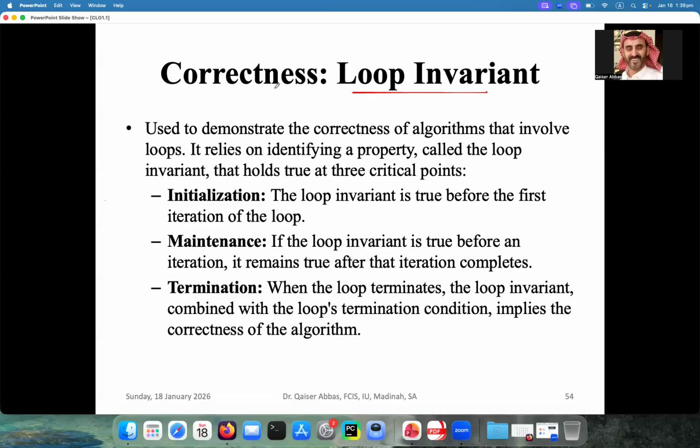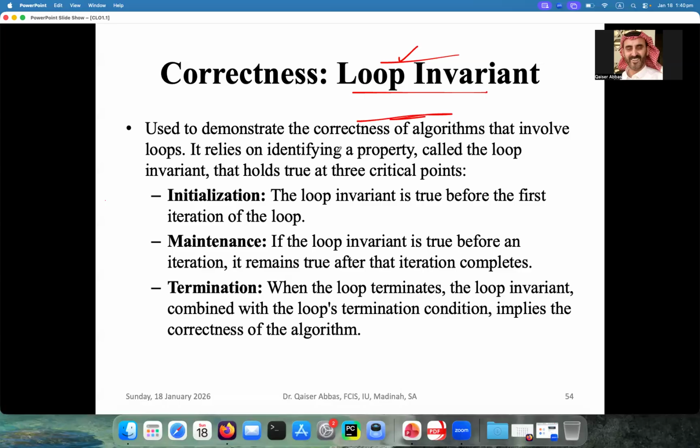So how can we prove that an algorithm is correct through loop invariant? We will use this methodology to prove that the algorithm is correct or not. And you can use this method only for those algorithms which involve a loop. That's why it is called loop invariant. If the algorithm doesn't have any loop, then you cannot use this method on it.